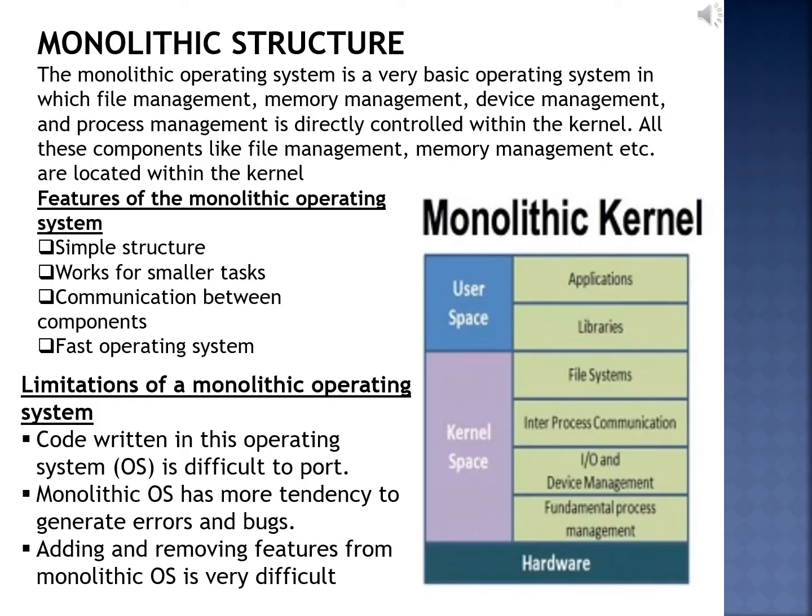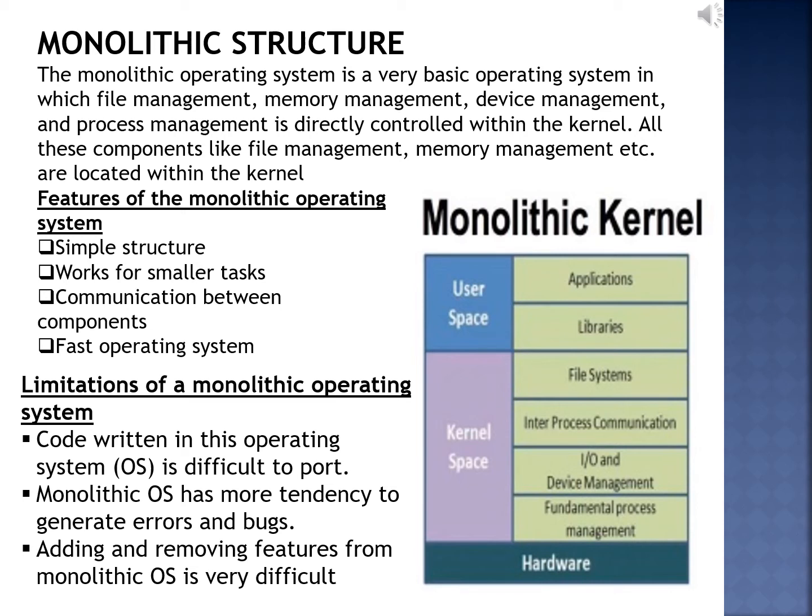The next structure in operating system is monolithic structure. The monolithic operating system is a very basic operating system in which file management, memory management, device management, and process management is directly controlled within the kernel. As you can see in this picture, all these components like file management, memory management, etc. are located within this kernel.